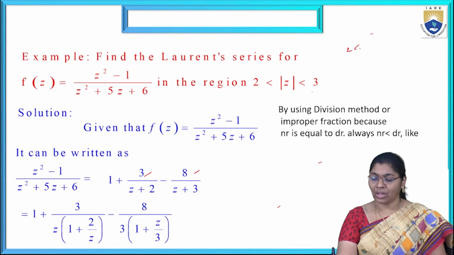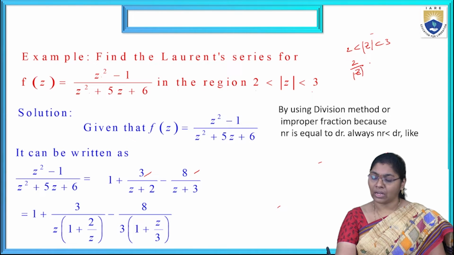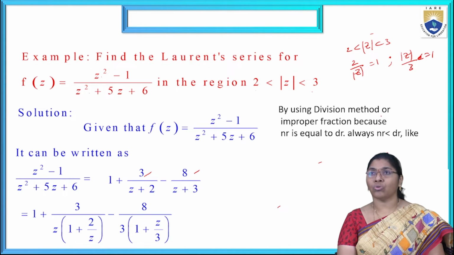That's why 2 less than mod z less than 3 means 2 divided by mod z is less than 1, and the other condition is mod z by 3 is less than 1. These two conditions we are solving like this. Why? Because z is in between: 2 is less than z, and 3 is greater than z. That is the condition, so I am applying these two conditions.